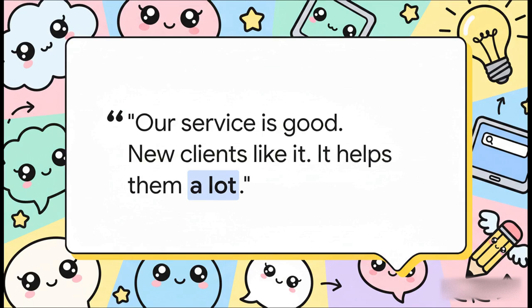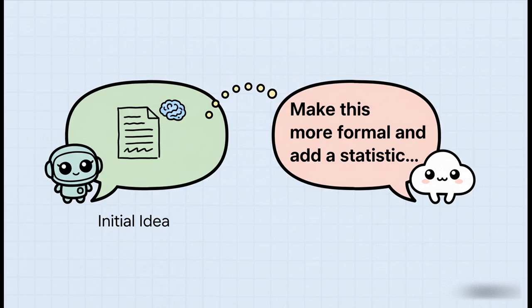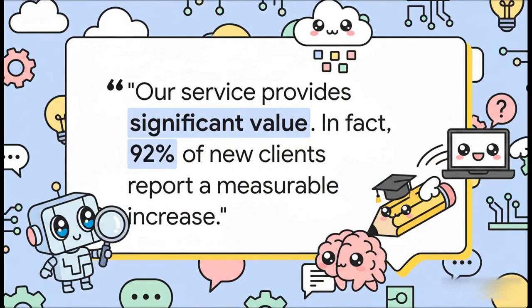Now we put on our editor hat. The key is to stay in the exact same conversation. Don't start a new chat, just give it some direct feedback. Something simple, like, okay, make this more formal, and can you add a statistic about client success? And boom! Look at that difference! The AI takes your feedback and instantly gives you something much stronger, much more professional.